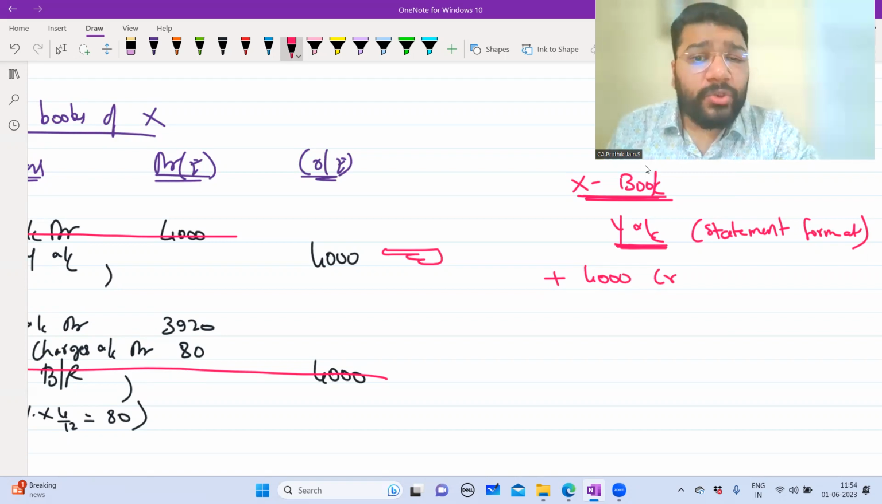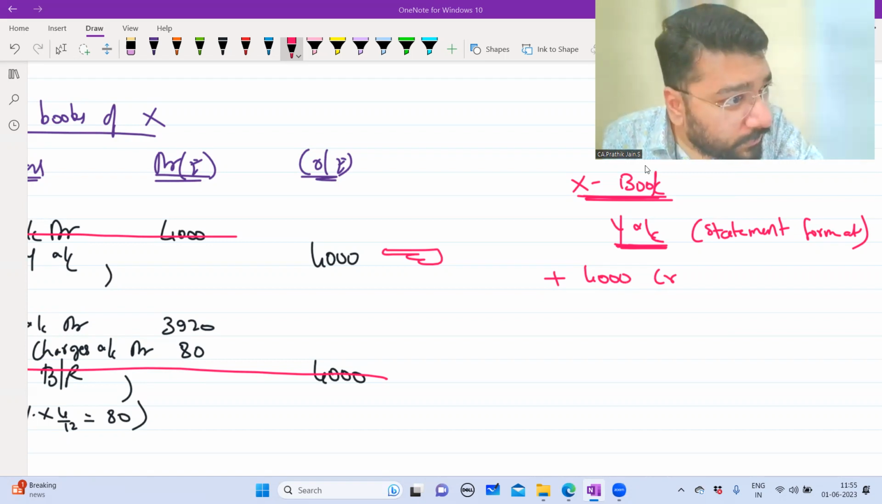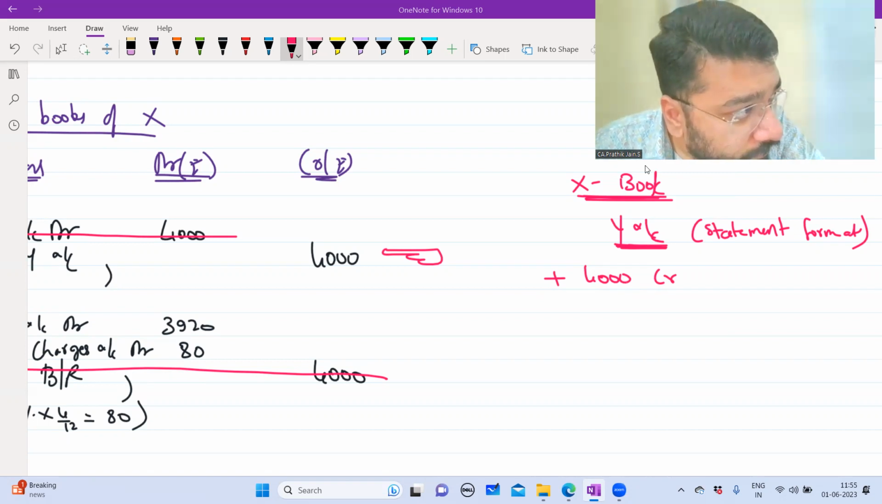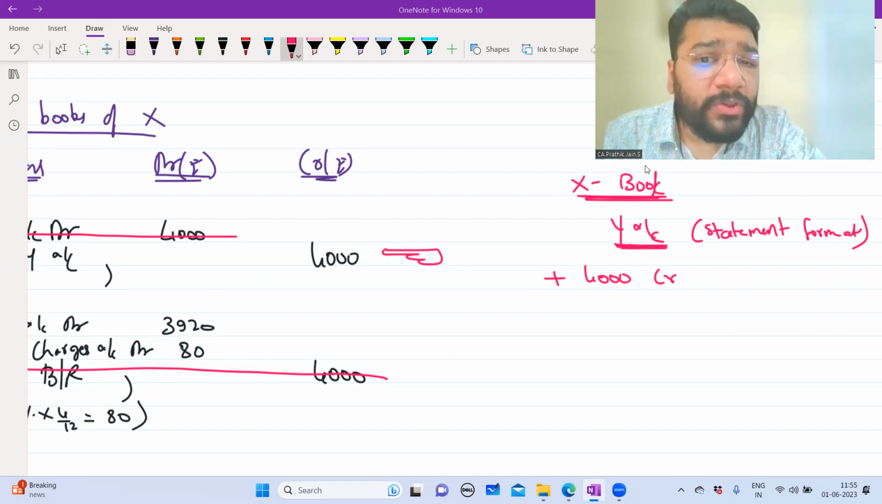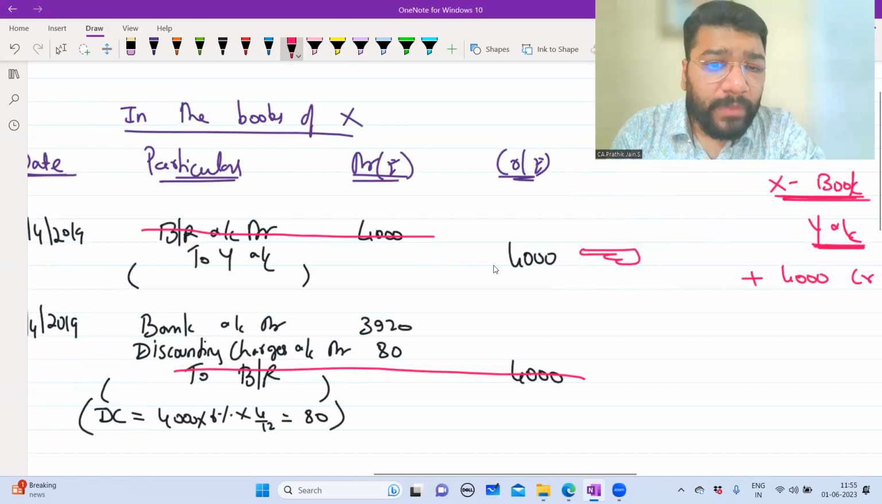Sir, in this case, shouldn't we take Y account as already opened previously? I didn't get it. Come again. Before you said that if we are starting only with bills receivable to Y, then Y account is already open previously, right? I didn't get your question.